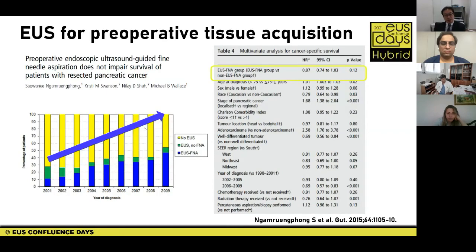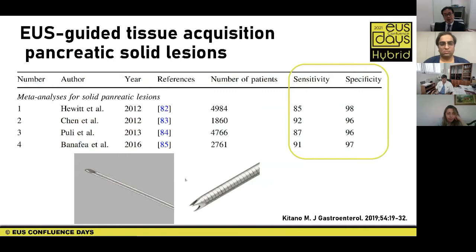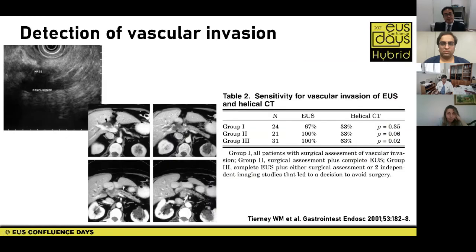However, recently, EUS is also utilized for tissue acquisition before surgery. More and more patients have an EUS-FNA in the case of surgically resectable pancreatic cancer. This is the sensitivity of EUS-FNA for pancreatic solid lesions. It's about 90%, so it's very high, and specificity is over 95%. And we can also evaluate vascular invasion by EUS imaging and also EUS-guided tissue acquisition.